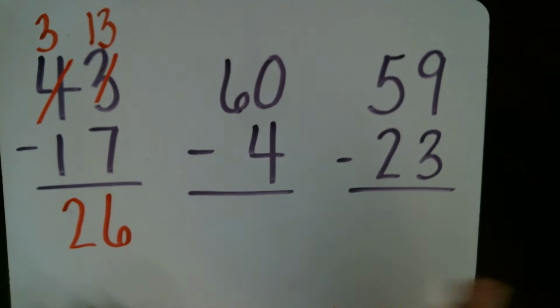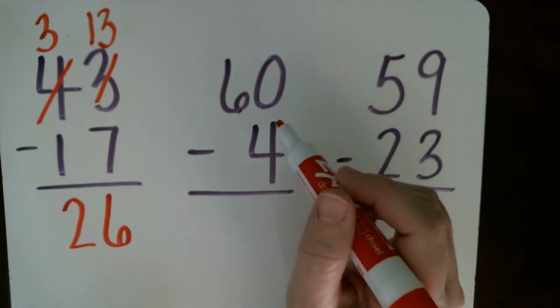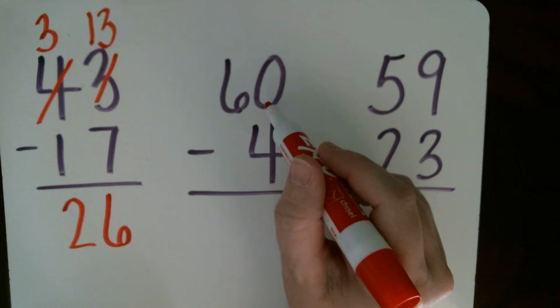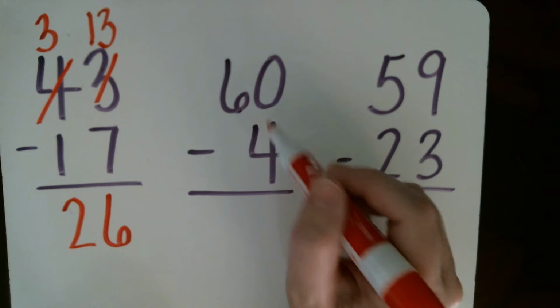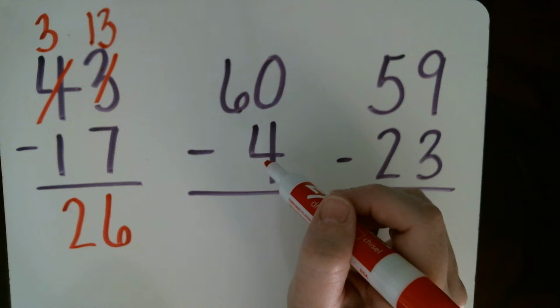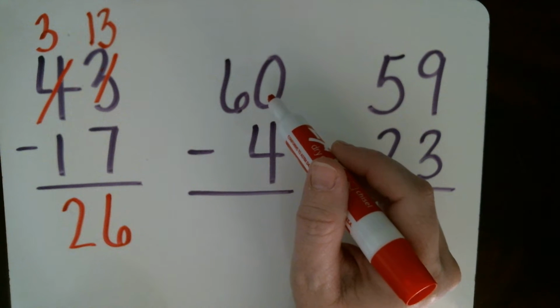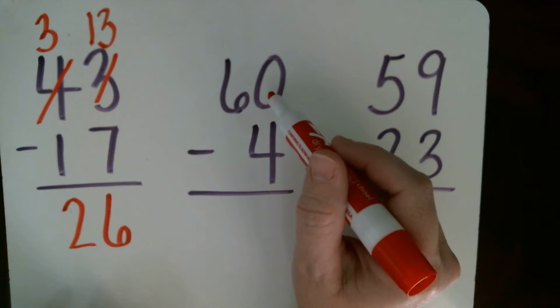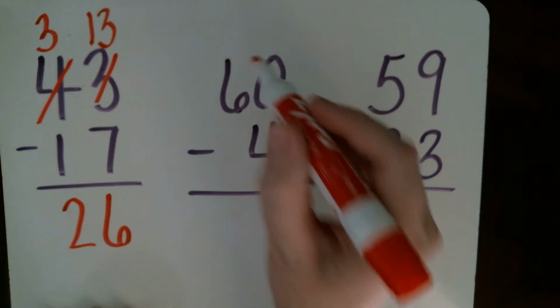Okay, let's take a look at this one. This is something that you guys are still messing up on, I'm seeing in your work, okay? I have 60. Imagine that's 6 ten sticks. I need to take 4 ones away. How many ones do I have right now? I don't have any ones. I have 0. If I have 0, I cannot take 4 away from that. What do I need to do?